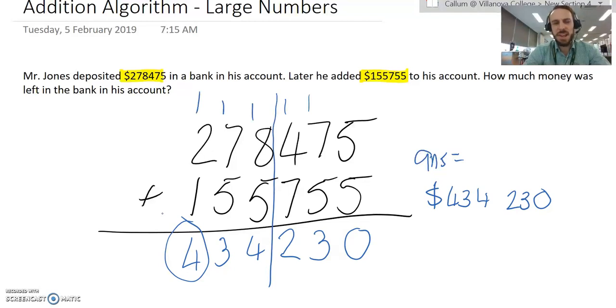In terms of extension, you can push this further. You can add numbers in the millions. One of the trickier things to do is to add a really large number and then add a number that's not quite as big, because then you've got gaps in your algorithm that make it a little bit tricky.